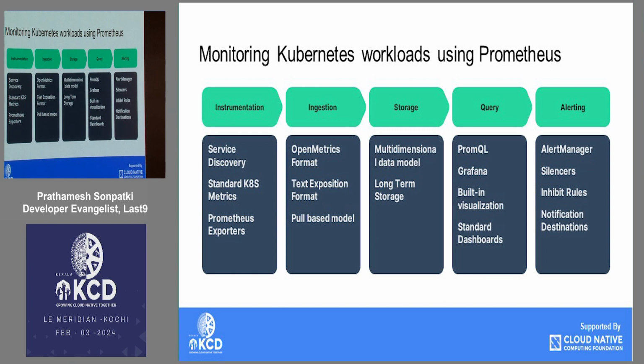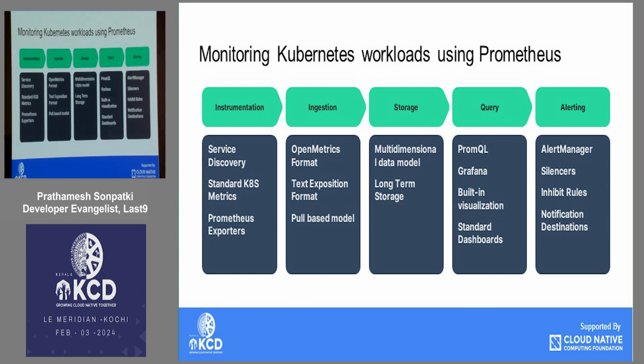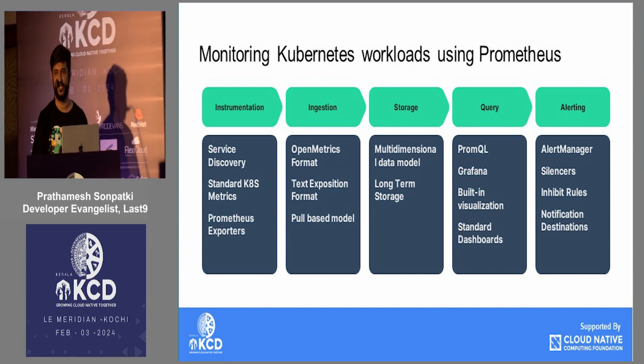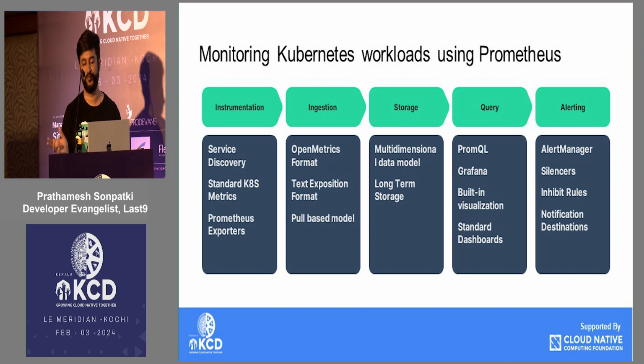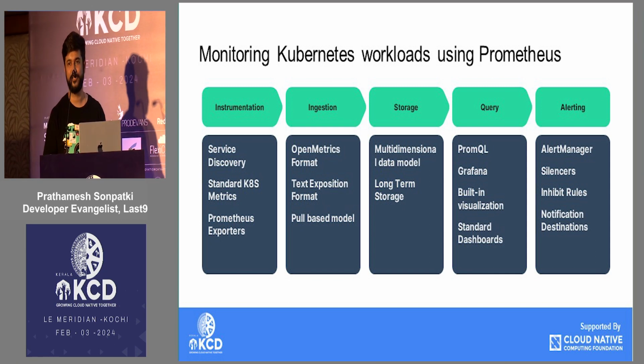On the query layer, we have PromQL, which is the standard query language. You have Grafana for visualizing and creating new dashboards. There is also built-in Prometheus visualization that comes out of the box. And you can of course find a lot of standard dashboards on Google for specific use cases. If you just search Kubernetes dashboards, there are tons of dashboards already out there that can get you up and running. Cool. On the alerting side, also the problem is solved.